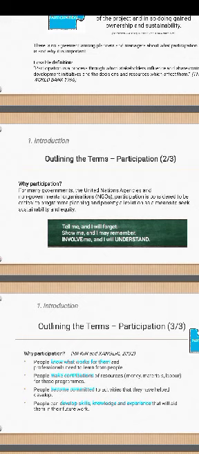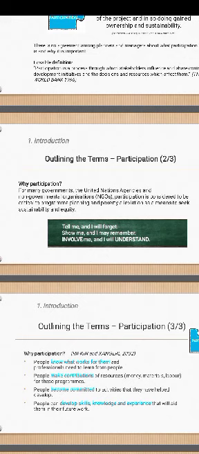Let's continue with the participation. Why participation? By Franklin and Kegel, 2002, they said people know what works for them. And the professionals need to learn from people.